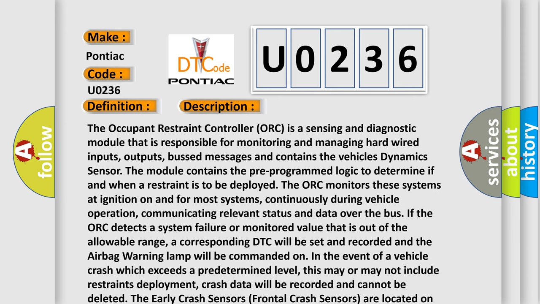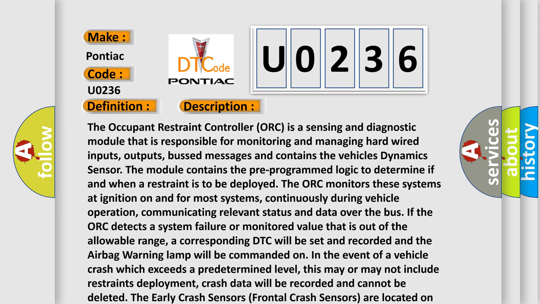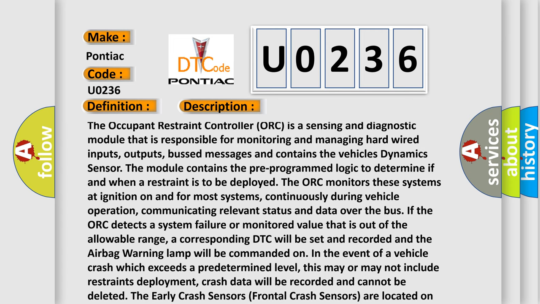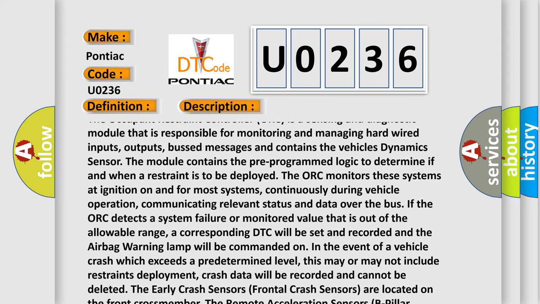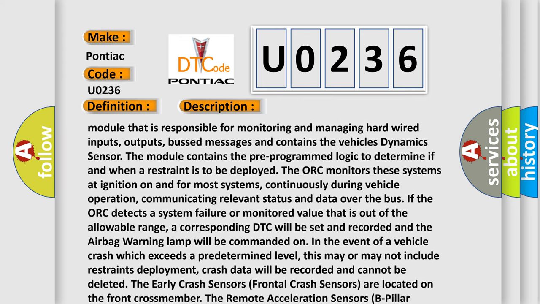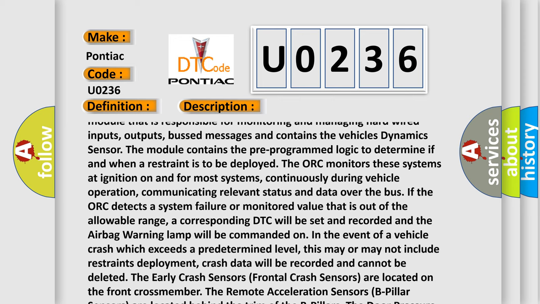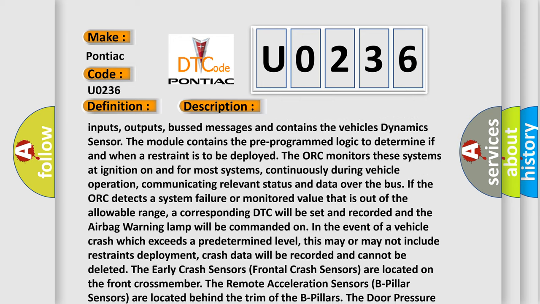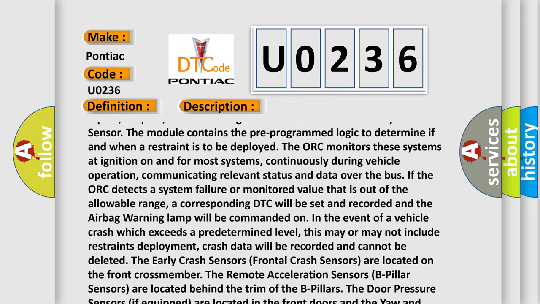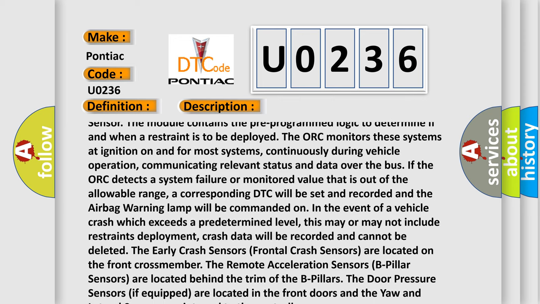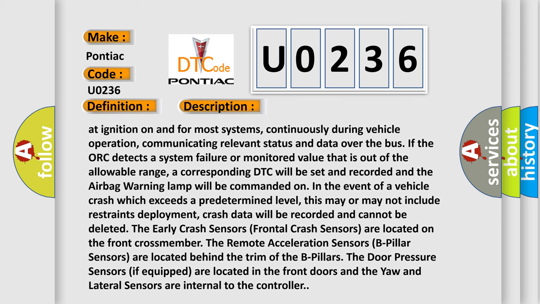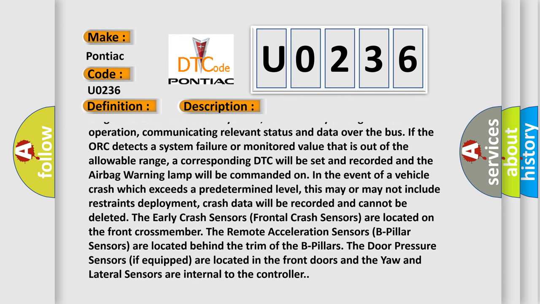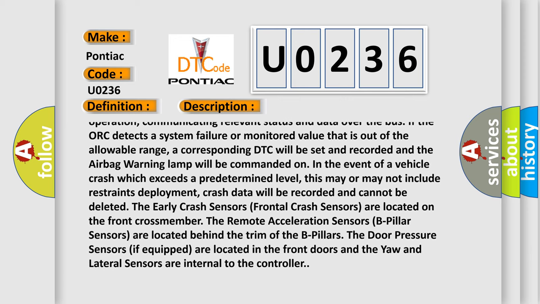The occupant restraint controller, ORC, is a sensing and diagnostic module that is responsible for monitoring and managing hardwired inputs, outputs, bus messages, and contains the vehicle's dynamics sensor. The module contains the pre-programmed logic to determine if and when a restraint is to be deployed. The ORC monitors these systems at ignition on and, for most systems, continuously during vehicle operation, communicating relevant status and data over the bus. If the ORC detects a system failure or monitored value that is out of the allowable range, a corresponding DTC will be set and recorded, and the airbag warning lamp will be commanded on.